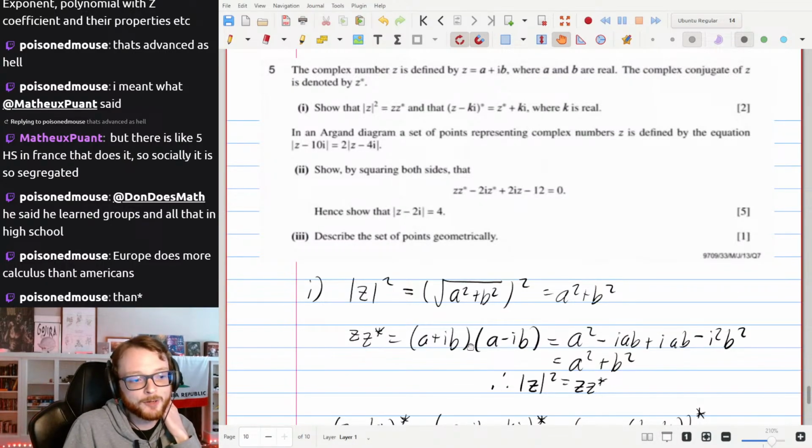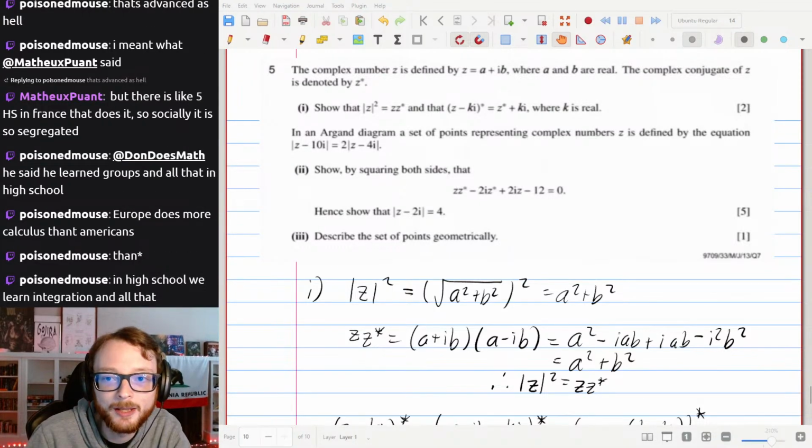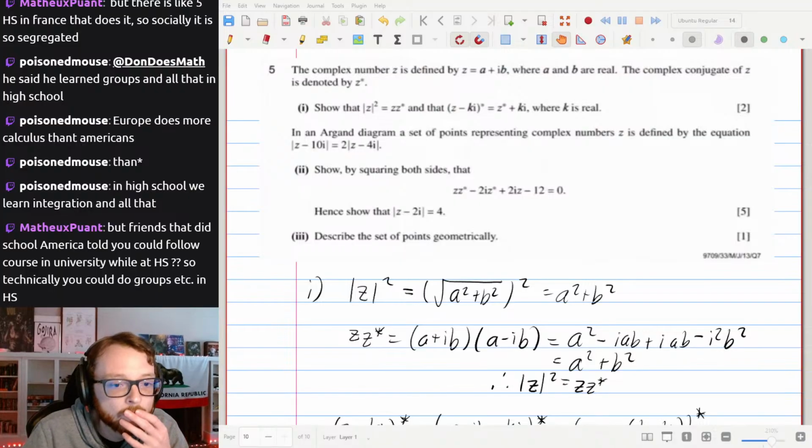Okay, now for part 3, describing it geometrically, this is where I'm going to fall short. First question. What exactly is an Argand diagram? Is that just the region of complex numbers that are satisfied by that equation? Or is it something different? Okay, I think it is that.